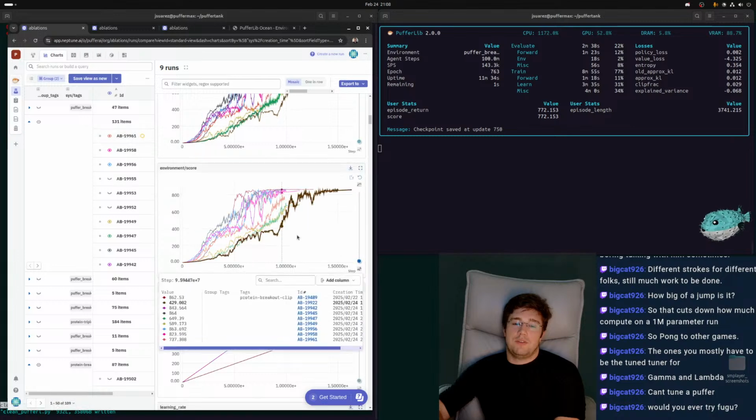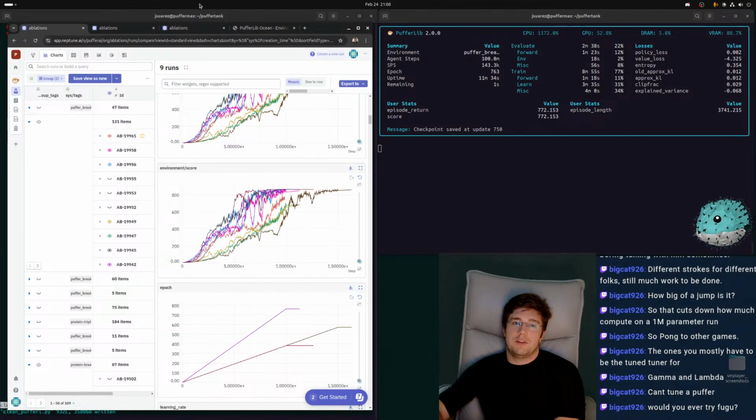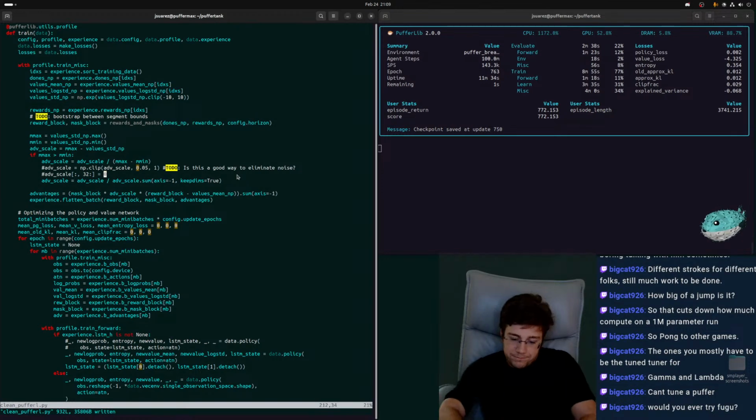Okay, so this is better than the other ones, but needs maybe clipping. We'll try clipping next.